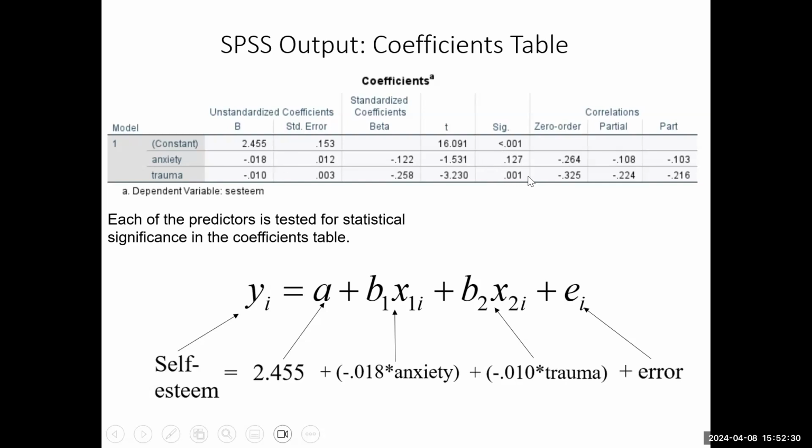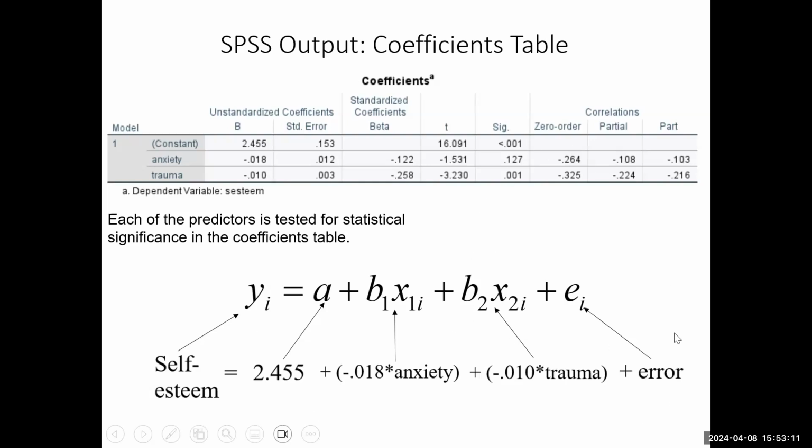In contrast, trauma is a significant predictor of self-esteem because the p-value there, the significance level, is less than the industry standard of 0.05. Okay, so if we look at our trauma coefficient, we see that it is negative, and that's telling us that as individuals report higher levels of trauma symptoms, they're reporting lower levels of self-esteem. So as you move up on trauma, or up on our predictor variable, you're moving down on predicted self-esteem levels.